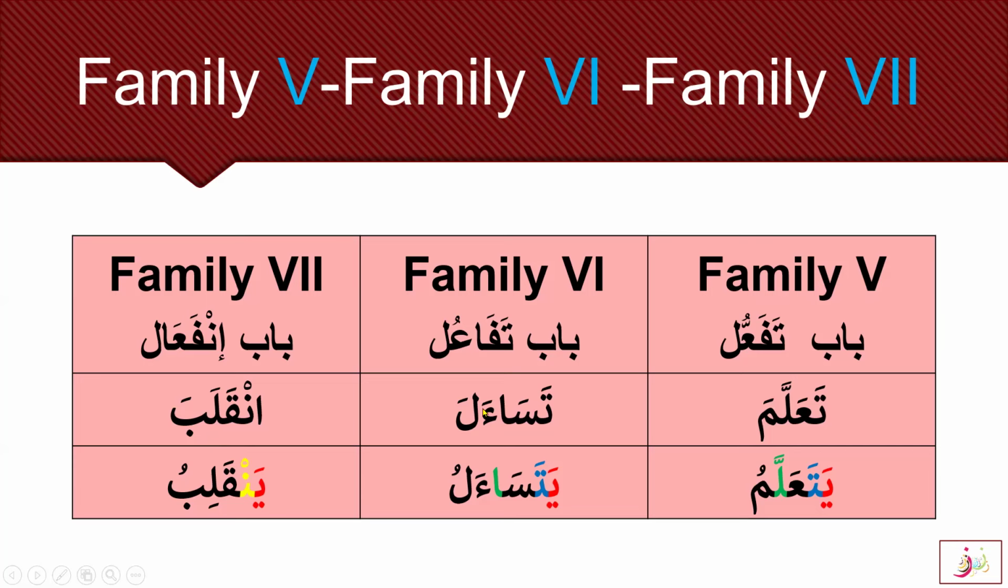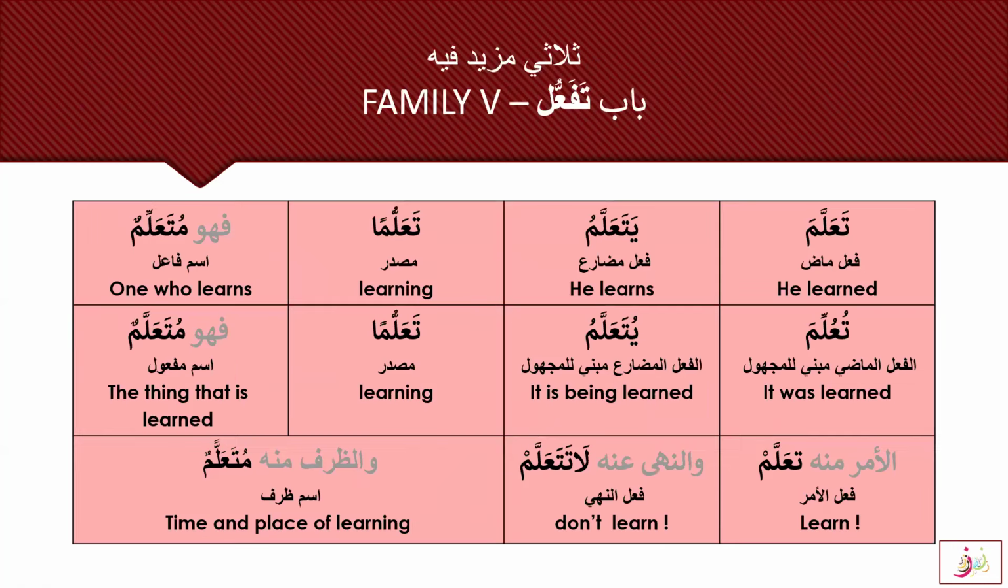Here we have this extra alif, the extra ta. And these are the root letters, as you can see here: the ain, lam, and meem of allama, the sin, alif, and lam of sala, and the kaf, lam, and ba of kalib are the root letters. And we know that 99.9% of words have three root letters. Thulathi mazid fihi, Bab Tafa'alu, family 5, has the extra ta.